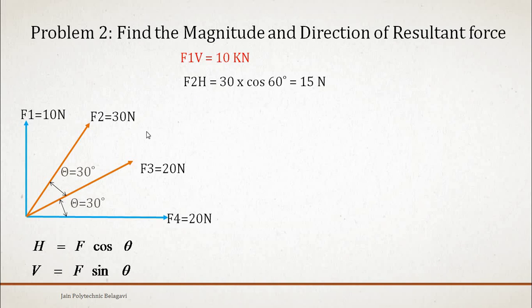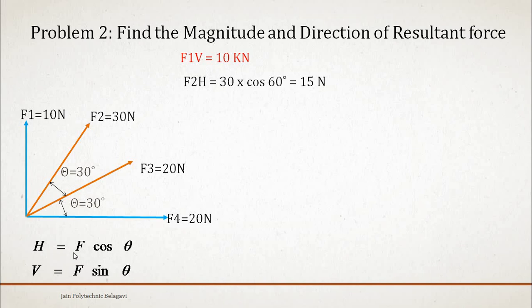So F2H. Now we will concentrate on this particular force. This force from this base is acting at a total of 60 degrees, correct? Because 30 plus 30, it is acting at 60 degrees. So this force is going to have what? We are going to find out the force's H component, the horizontal component. The horizontal component for this particular angle will be this.